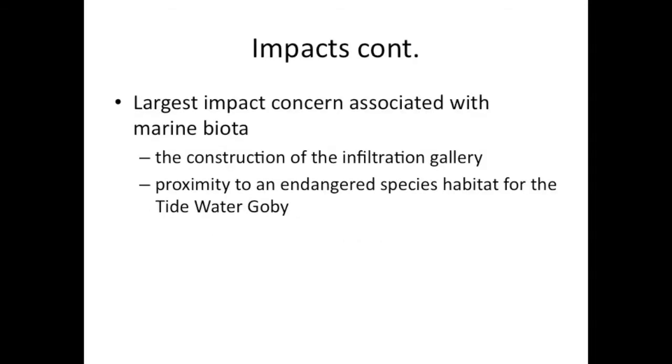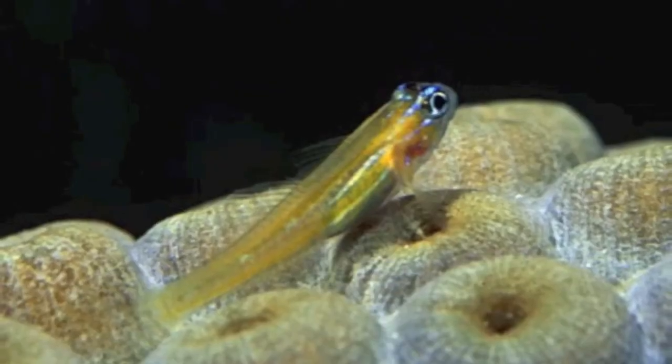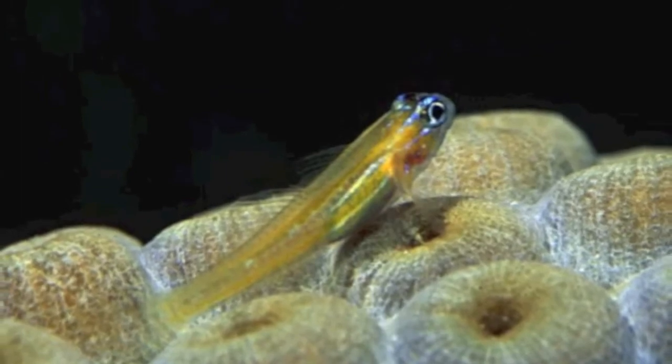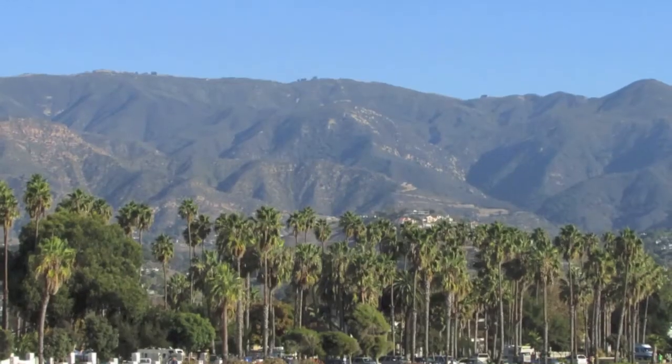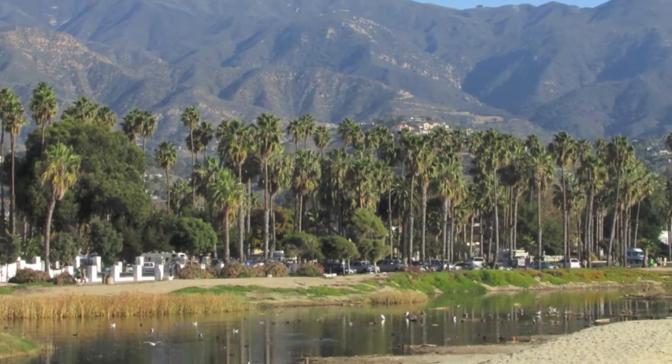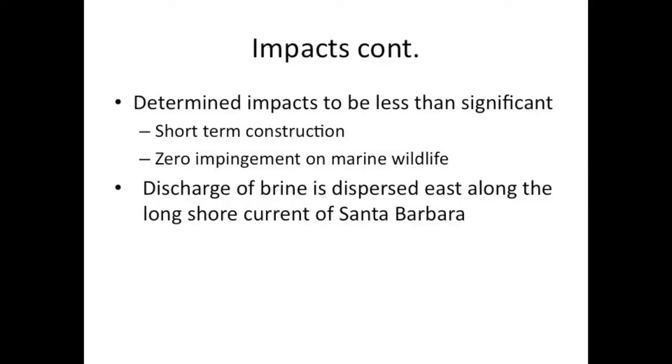Among the 10 impact categories assessed by Planeteer, biological resources were the largest concern due to the level of impact associated with the construction of the infiltration gallery, as well as the project's proximity to an endangered species habitat zone for the tidewater goby, located in Mission Creek, due west of the project site. We determined these impacts to be less than significant due to the short-term duration of construction and the zero impingement and entrainment of marine life during the operation of the plant. The discharge of our brine is directed east, away from the SB11 habitat zone.